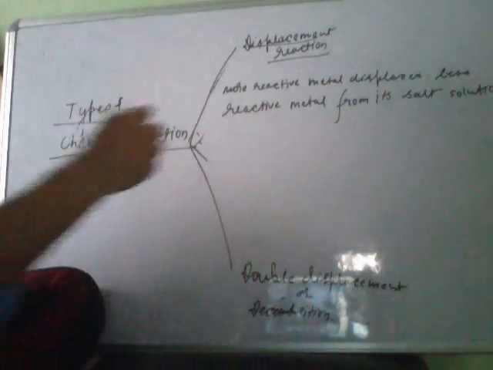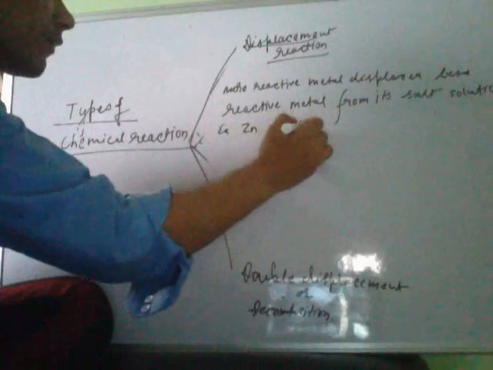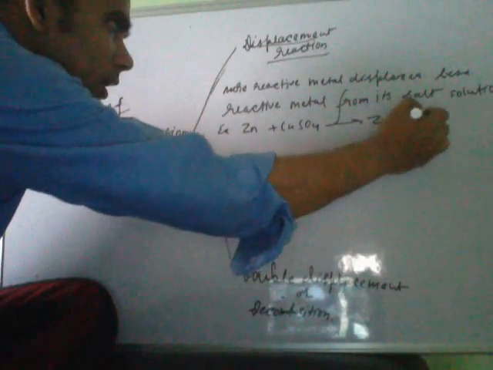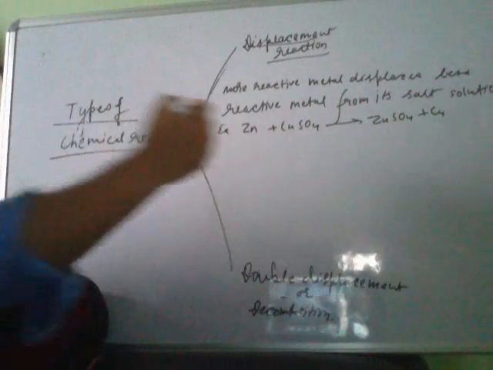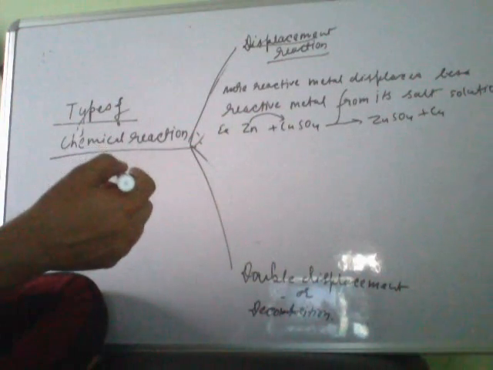For example, we have zinc plus copper sulfate, CuSO4. It will form ZnSO4 plus copper. So this is the displacement reaction. Here zinc has displaced the copper, so ZnSO4 is formed and copper is formed.